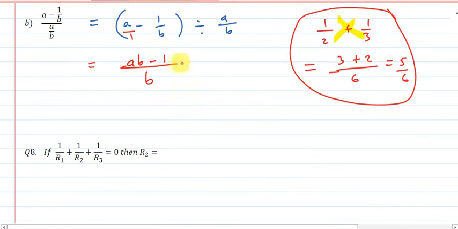Alright, so multiplied by b over a, we need to multiply here because it's a division. We need to flip the fraction. So b and b cancel out, and your final answer is ab minus 1 over a.